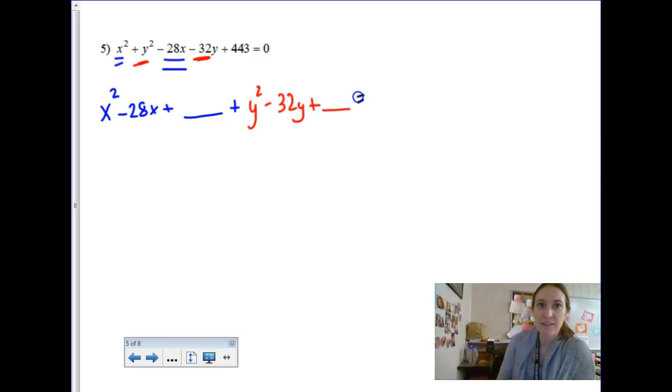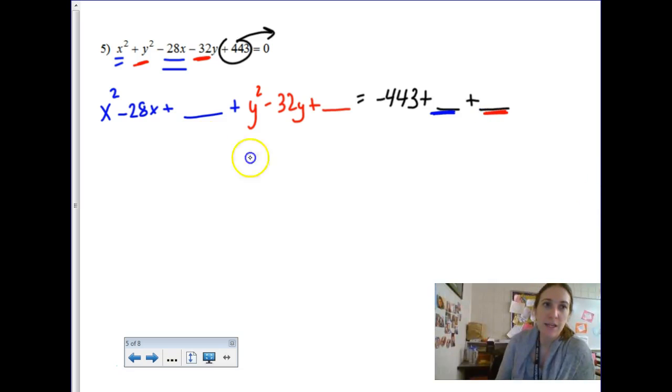And then remember that original constant of 443 we're going to subtract over, so it doesn't mess up my other completings of squares. So whatever that blue number was, it goes here as well. And then same thing with the red number. Keep it balanced. Alright, let's complete the square on this blue part here.